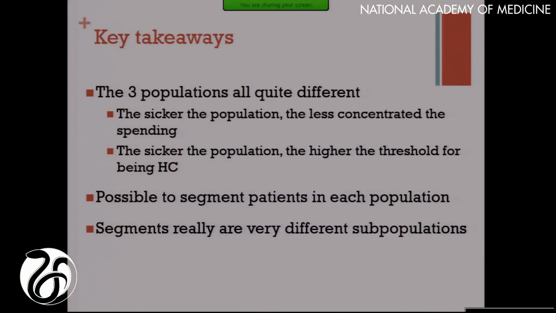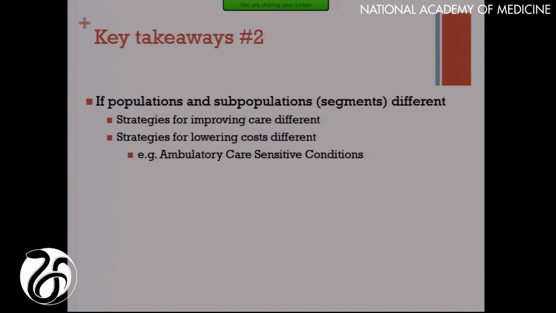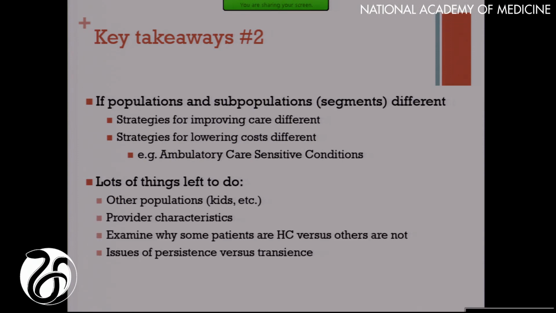So the key takeaways are the three populations are all quite different. The sicker the population, the less concentrated the spending, and the sicker the population, the higher the threshold for being high cost. I think all of that should make sense. I think it's important to think about the fact that it is possible to segment patients in each population, and the segments really are very different subpopulations. And I'm going to just get all of this on the board.